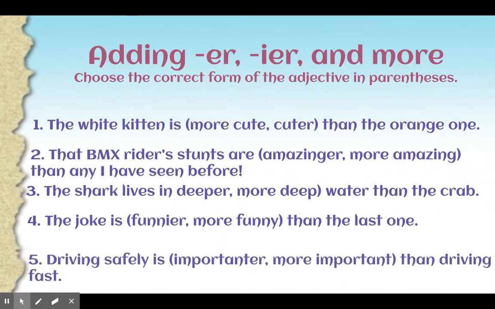Driving safely is importanter or more important than driving fast. You should have said more important because important has more than 2 syllables, so we're going to add the more before rather than adding the ER at the end.